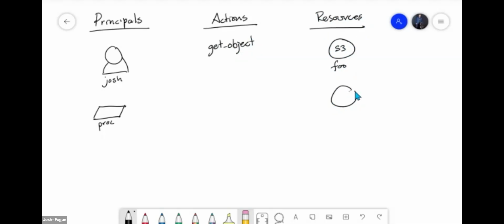That might be a Docker container. Let's draw a little whale. That's an ugly whale. We'll call that bar. And maybe it's a DynamoDB database or an RDS database. Okay, because the example, we'll just call this one DB.